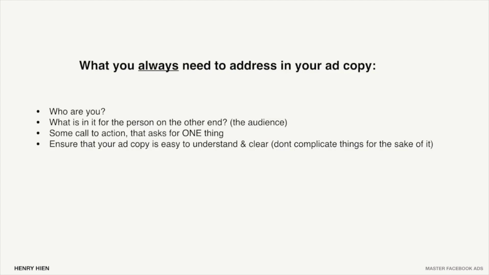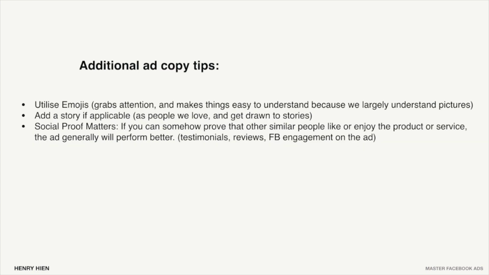Okay, now if you have the ad creative, you picked your image and video, the next thing that you want to have is your ad copy, which is what people are going to read after your creative has already got the attention. So what you always need to make sure you address in your ad copy is, one, who are you? Two, what is in it for the person on the other end of the ad? So in terms of your audience, what's in it for them? Next, have some call to action that asks for one thing, so don't complicate it and ask for five different things. Have a clear objective where you want to send people to, and then ensure your ad copy is easy to understand and clear, so don't complicate things for the sake of it.